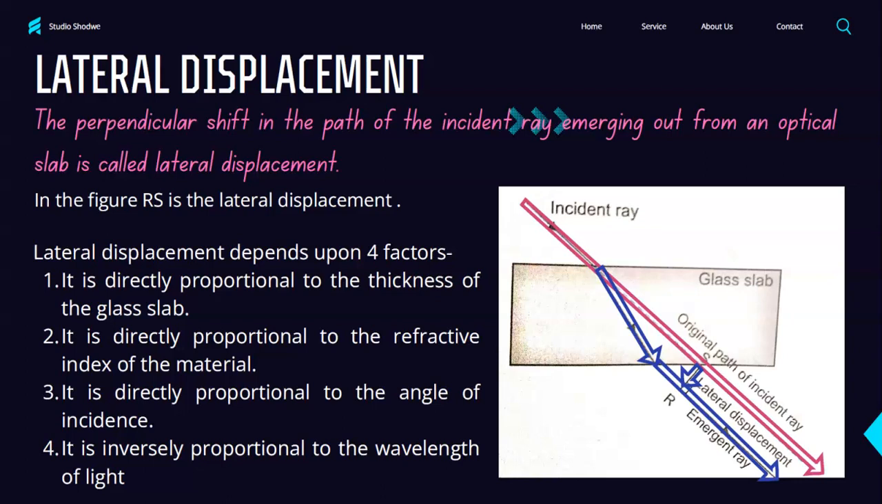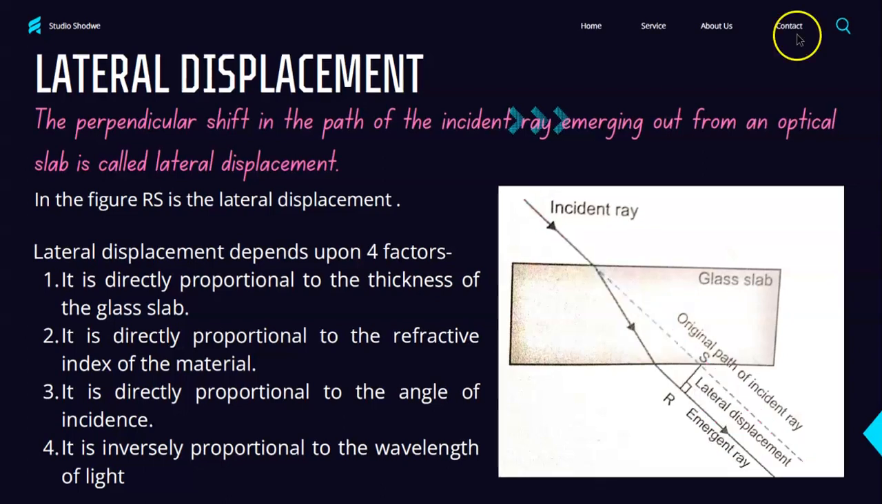Coming to the definition of lateral displacement. The perpendicular shift in the path of the incident ray emerging out from an optical slab is called lateral displacement or lateral shift. In the figure, RS is called lateral displacement. You can see clearly, RS is known as the lateral shift or lateral displacement.